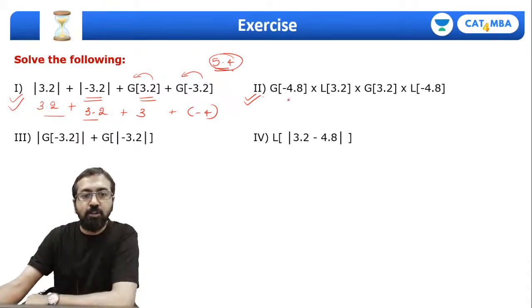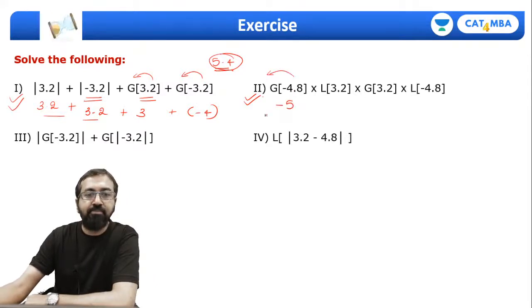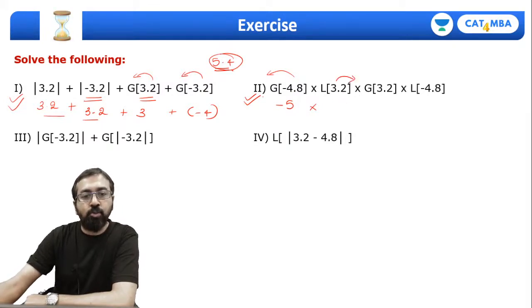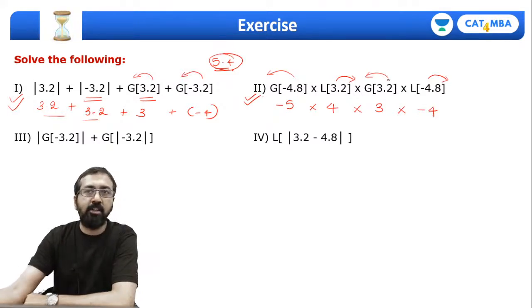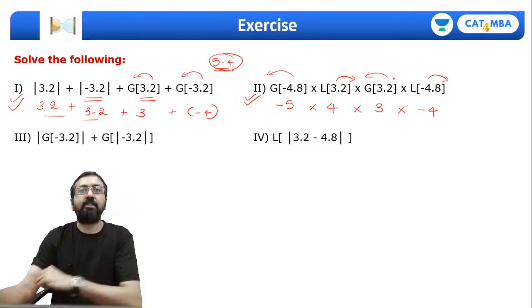So greatest integer of minus 4.8, leftmost first integer minus 5, into least integer of 3.2, so rightmost first integer it's 4, into greatest integer of 3.2, leftmost first integer it's 3, into least integer of minus 4.8, so rightmost first integer it is minus 4. Yes, do you all agree with me, everyone?